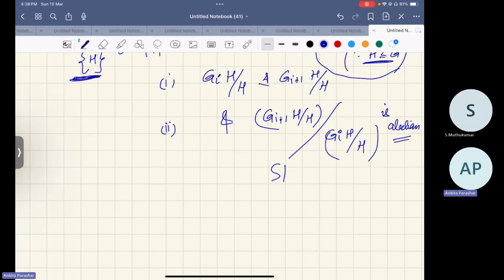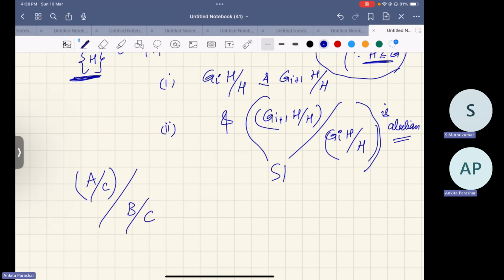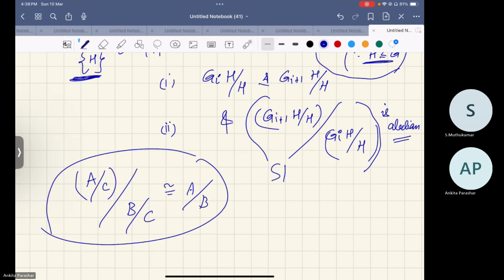Well, that's okay, but how do you realize this whole thing? Can you see an isomorphism of this group with some known group? Can you use some isomorphism theorem here? The third isomorphism theorem: A/C mod B/C is isomorphic to A/B. Can you use that? This should be Gi+1H/GiH. This is okay, right? Yes. These A, B, C are all groups and subgroups properly, not just symbols.